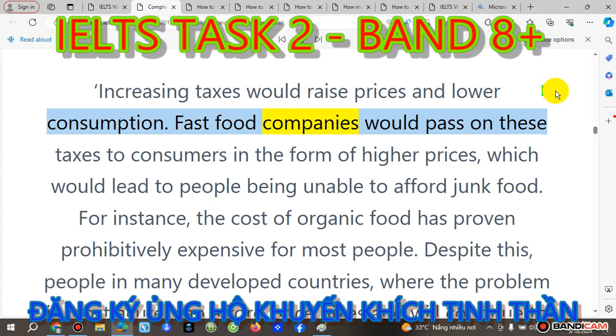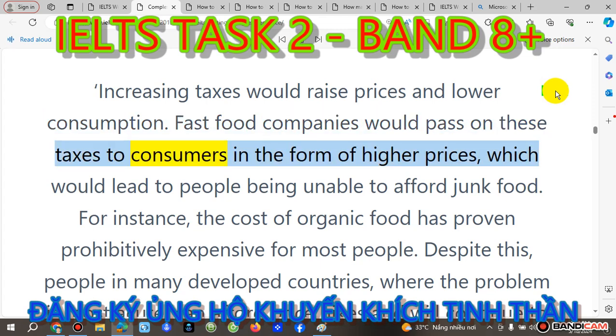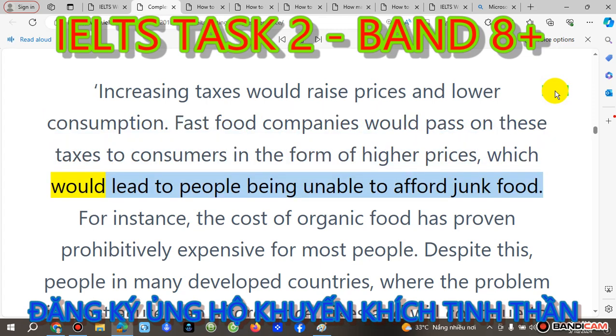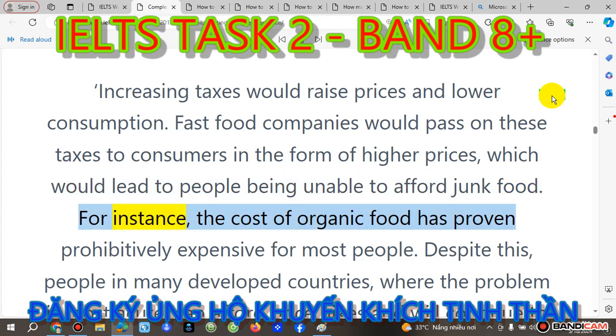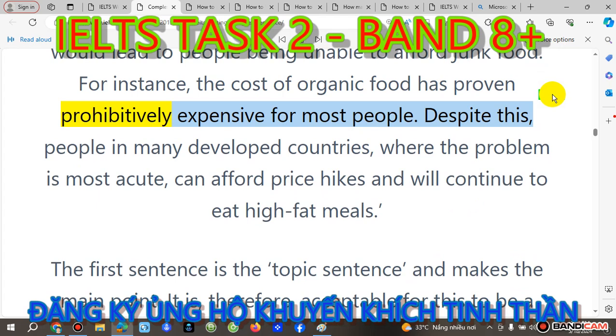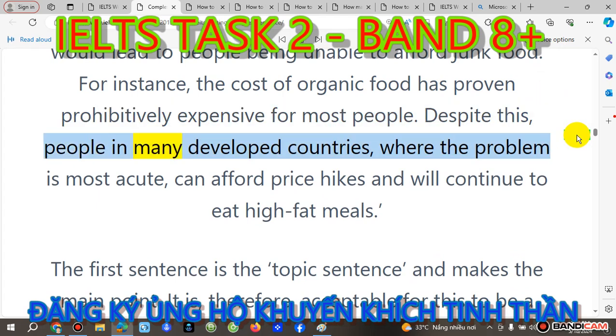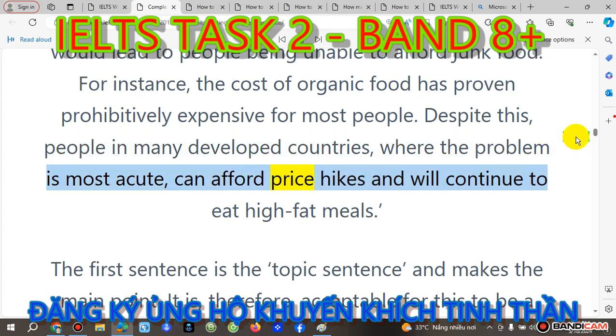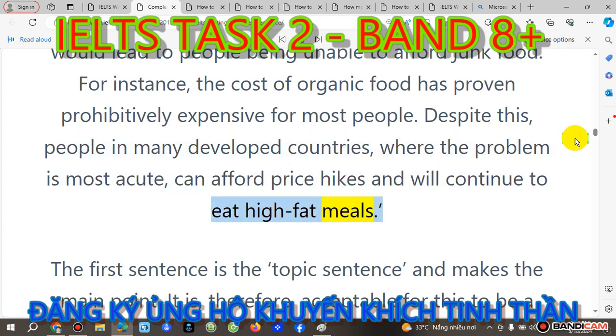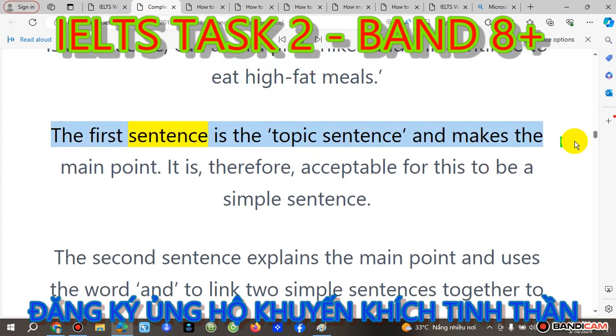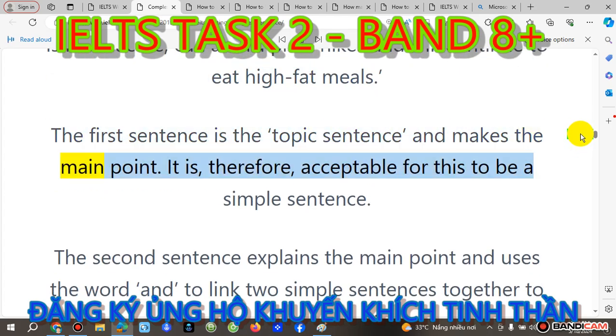Fast food companies would pass on these taxes to consumers in the form of higher prices, which would lead to people being unable to afford junk food. For instance, the cost of organic food has proven prohibitively expensive for most people. Despite this, people in many developed countries, where the problem is most acute, can afford price hikes and will continue to eat high-fat meals. The first sentence is the topic sentence and makes the main point.